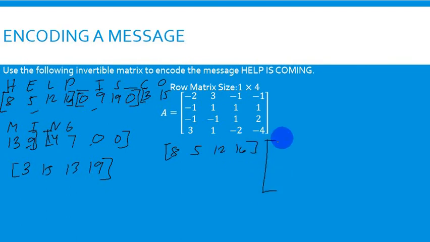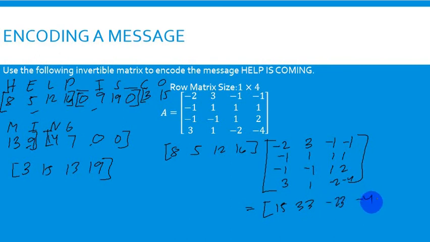There you go. Then multiplying it to our key. It is a bit long because now we are having a 4 by 4 matrix. This will now give us the encoded row. Oops, I don't think it will fit. Let's write it downward here. This will give us 15, 33, negative 23, negative 43.